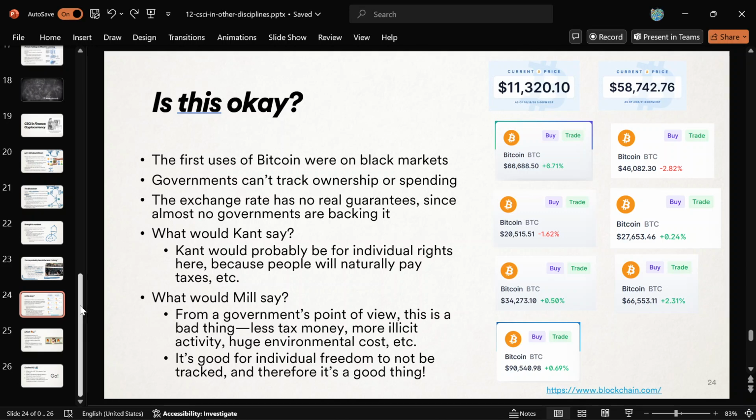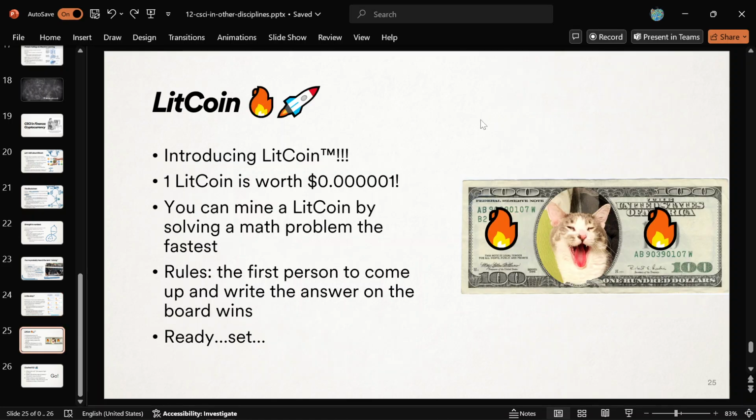Just a bunch of computers working real hard, using a lot of energy to solve math problems to verify who's spending what. That's Bitcoin in a nutshell. Okay. Any other comments, questions about this? Because I like to have a silly little in-class exercise every semester where we pretend that we are humans on the Bitcoin network. So I'd like to introduce a new cryptocurrency with my cat as the mascot. We will call it Litcoin.